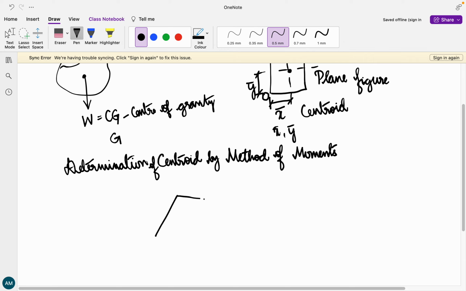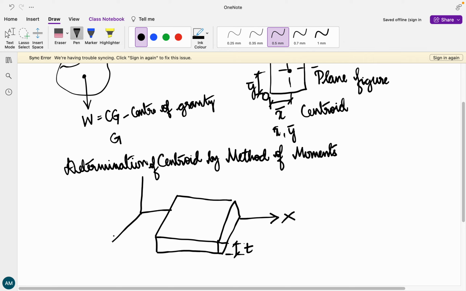Now say for example, we have a cuboid present over here. It is going to have a thickness of t. Let us say the x-axis is passing over here, the z-axis is over here, and let this be the y-axis. The overall weight of the body is going to be concentrated at the center of this given body.